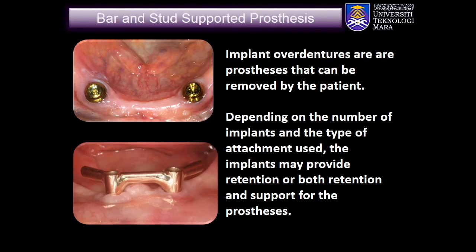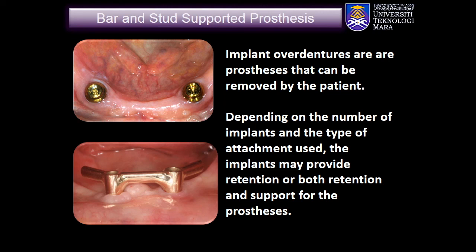Let us move on to the removable type of implant prostheses. Most times, the decision of choosing a removable over a fixed implant prostheses is due to the greater number of implants required for fixed prostheses and its cost implication. The types of attachment for implant overdentures may be bar or stud types. Stud attachments have a lower profile and require less restorative space compared to the bar type of attachment.